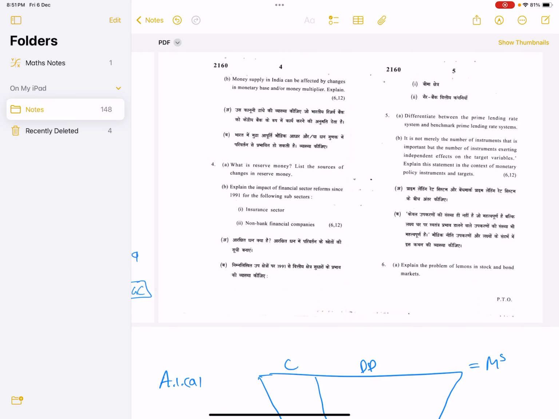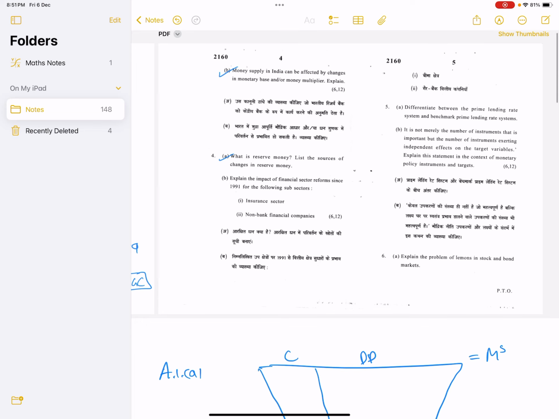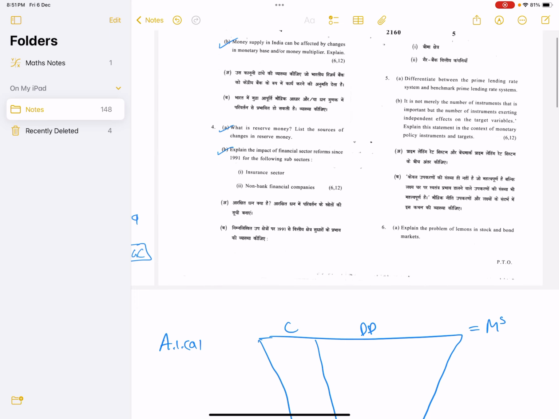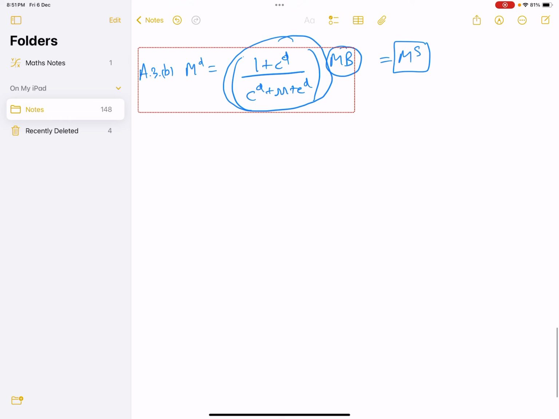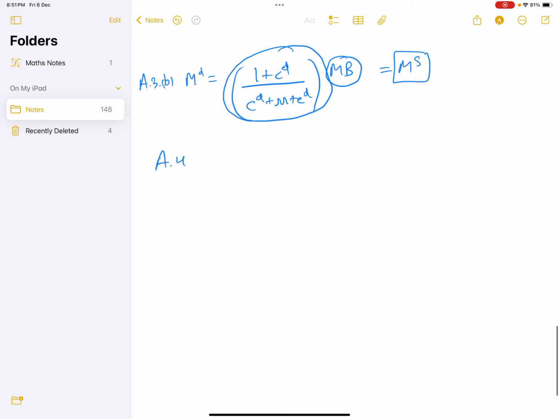Okay, so we are done with third question as well. Let's talk about fourth question. What is reserve money? List the sources of changes in reserve money. And we have already discussed that you will be doing this on your own because this is very basic stuff. So I'll do question 4, first part, which is about reserve money.